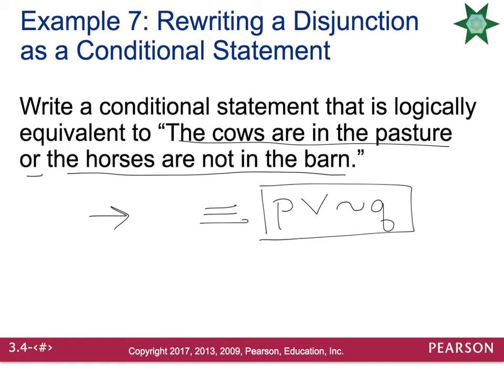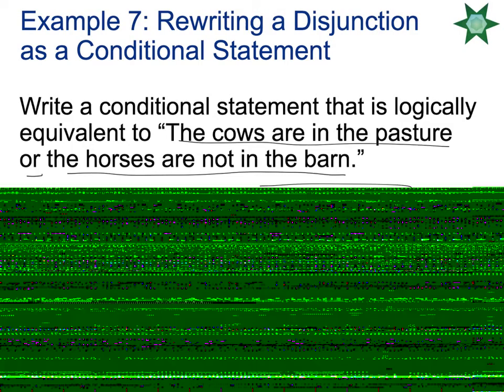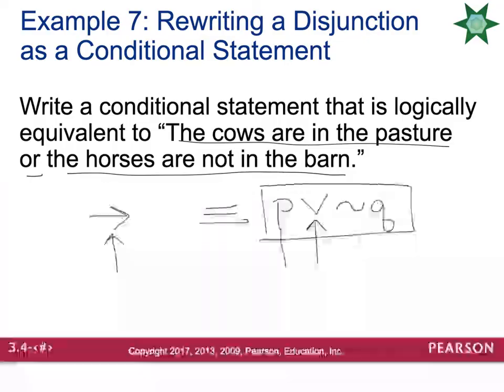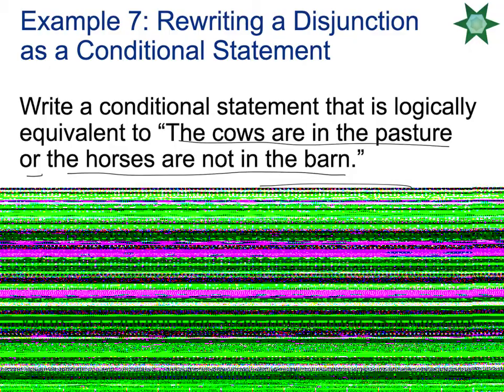So to go back and forth, we're using the rule we just learned, but we're going the opposite direction. So when you do that, remember that the disjunction turns into the conditional, the antecedent gets negated, the consequence stays the same. Okay, so that's just using the rule we previously studied. Now you want to write that in terms of the cows in the barn.